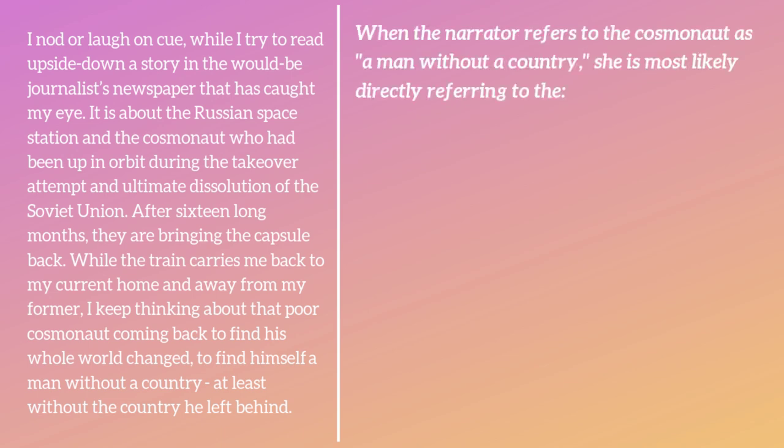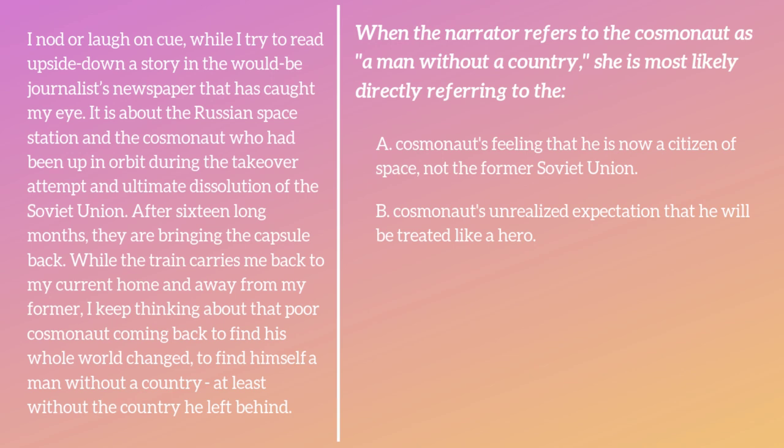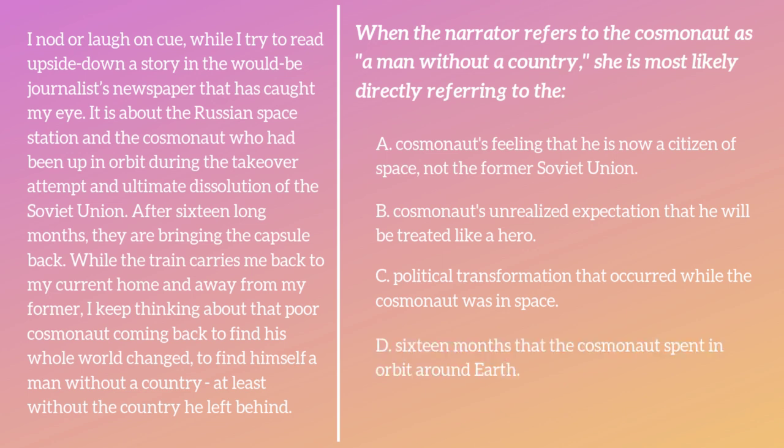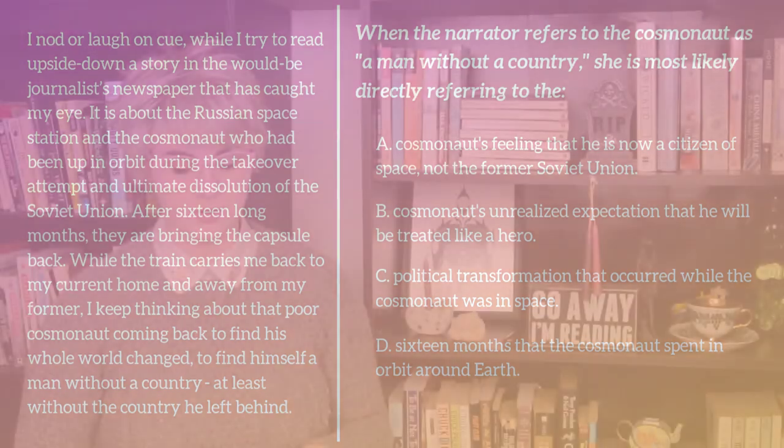So our question is, when the narrator refers to the cosmonaut as a man without a country, she is most likely directly referring to the A. Cosmonaut's feeling that he is now a citizen of space, not the former Soviet Union, B. Cosmonaut's unrealized expectation that he will be treated like a hero, C. Political transformation that occurred while the cosmonaut was in space, D. 16 months that the cosmonaut spent in orbit around the Earth.